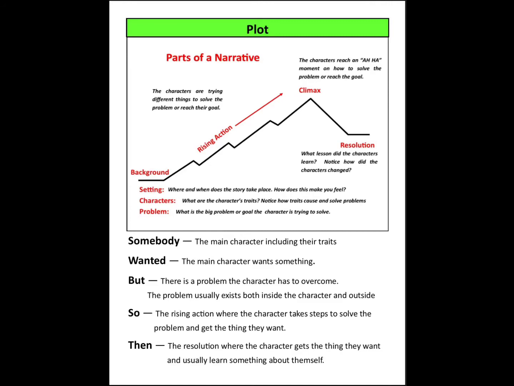And you can also look down below. We can also plan out a story in this kind of path. There's a somebody, wanted, but, so, then. The somebody is the main character, including their traits that help them solve the problem, and the traits that kind of cause the problem. There's the wanted. What is the thing that the character wants? And the but is the problem that's stopping this character from getting the thing they want. The so is the rising action. It's the steps the character takes to solve the problem, ending with the climax. And then the then is the resolution, where the character actually solves the problem.